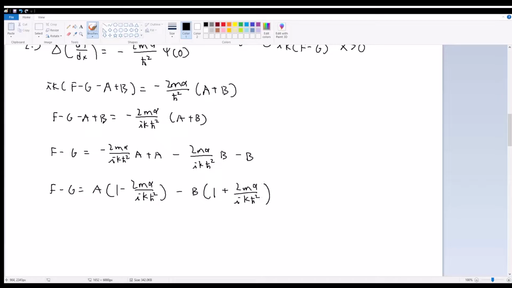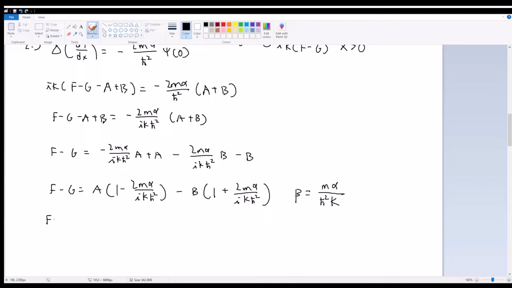And at this point, to make this a little bit nicer to look at, we're going to introduce a new variable. We're going to call it beta, and beta is going to be specifically defined as m times alpha over h bar squared k. And the reason why we're doing this is because these are all just a bunch of constants. There's nothing wrong with us just condensing them all into a single constant beta.